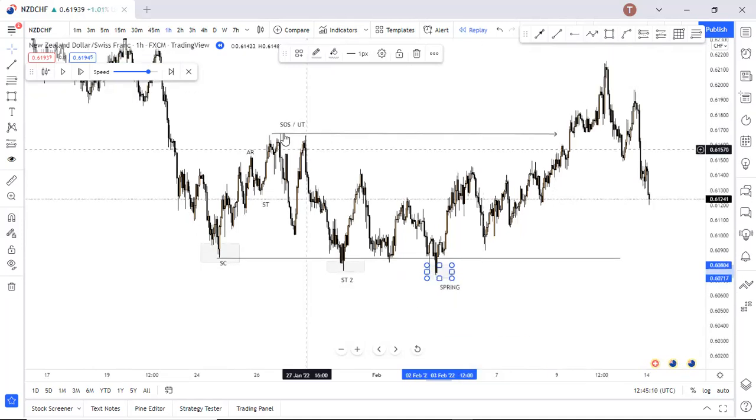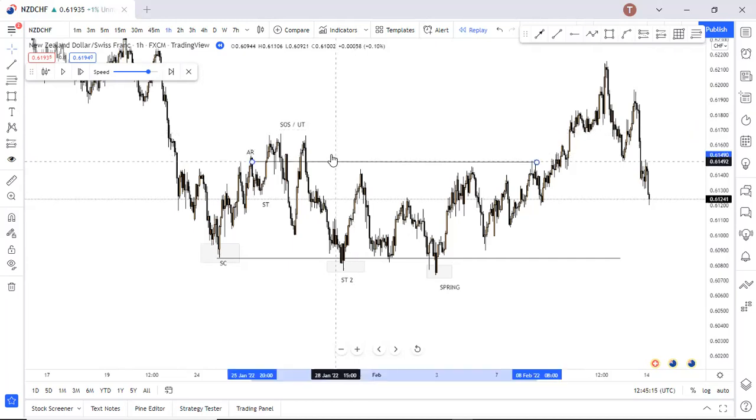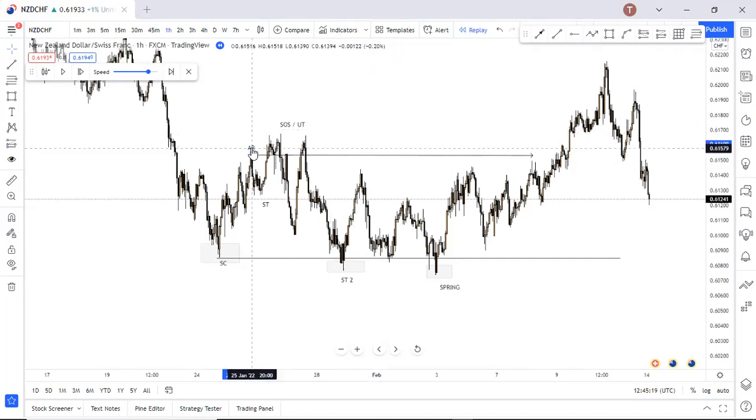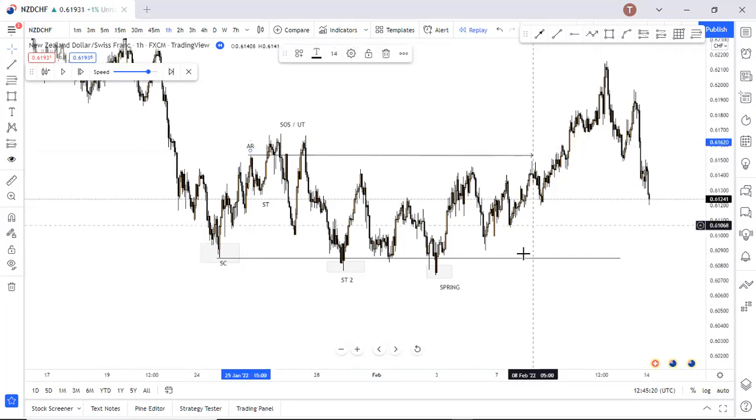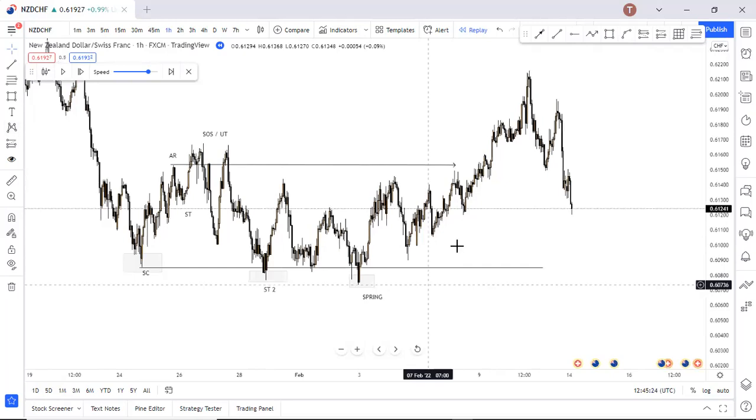So all I need to do is find my trading range. My trading range is between the selling climax and the AR. Okay, this is my AR. So in this zone, I know for sure we are going to have a test of this zone.